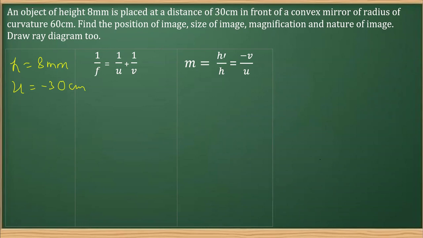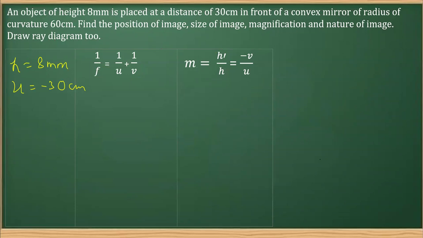Now, another important thing that you should remember is that we do not need to convert these two in an SI unit or in the same unit. It's important to remember that U, V, and F should be in the same unit, and H and H dash should be in the same unit. That means if H is in millimeter, H dash should be in millimeter. And likewise, if you have U in centimeter, F and V should also be in centimeter.